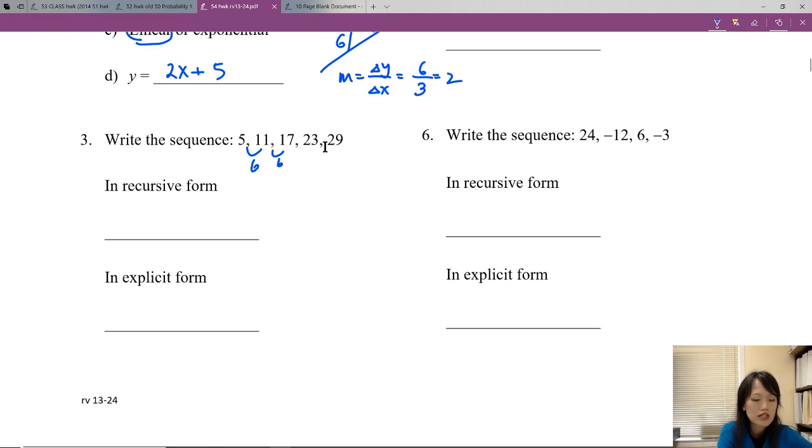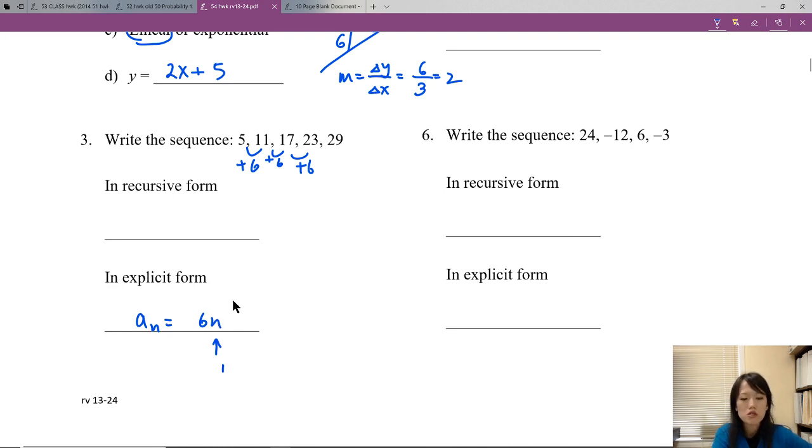So if you add by 6 every time, we could write this in explicit form as a sub n is 6n. There's definitely a 6 in it, because I'm adding 6 every time. I'm adding 6, adding 6, adding 6. So you know there's a 6 in the answer. And then to figure out the next one, you substitute 1 in here.